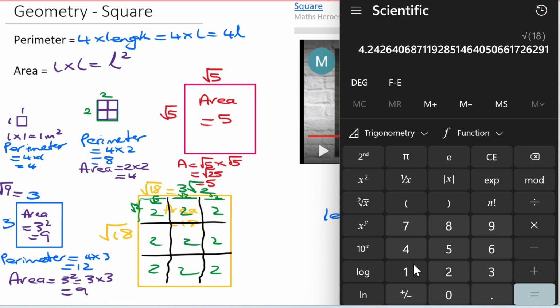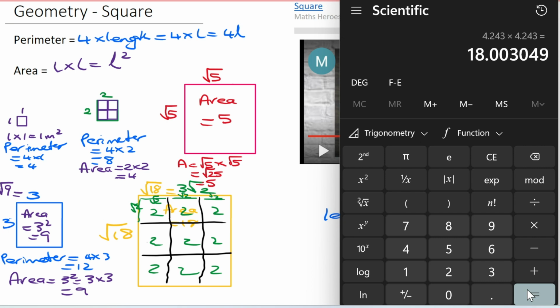4.243. That means if I did 4.243 and I multiplied it by itself, I squared it, 4.243, I would get back what I started with, my 18.